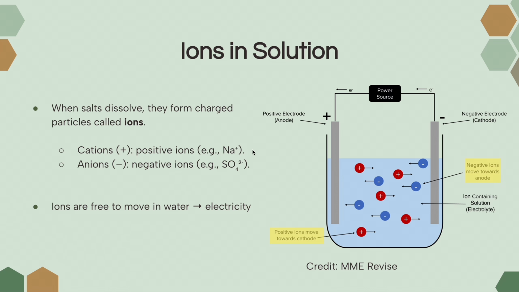Examples of these will be Na+, which is a cation, and SO4 2-, which is an anion. Also, this movement of ions is what allows electricity to pass through the liquid. The movement of ions conducts electricity.